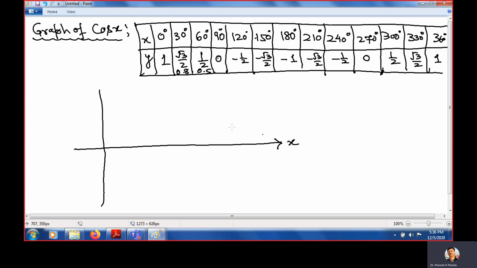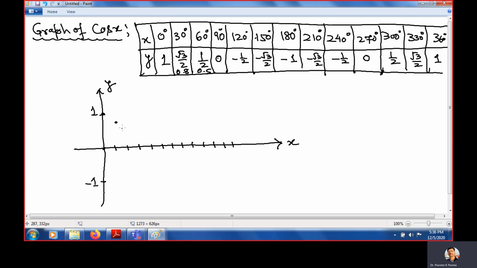Okay, this is the x-axis, this is the y-axis, and this is the center. Okay, 30, 60, 90, 120, 150, 180, 210, 240, 270, 300, 330, 360, like this. Okay, and let us take 1 here and -1 here. So at 0 it is 1.